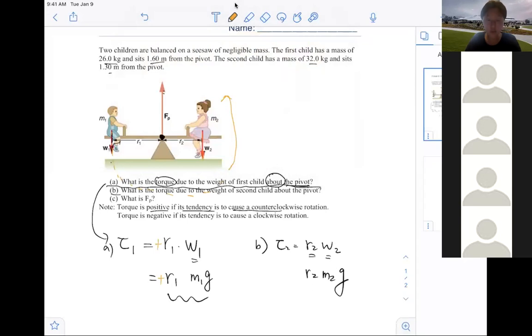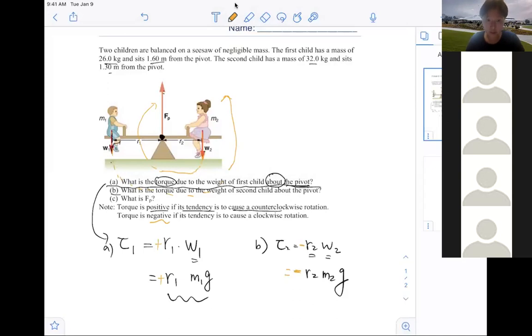This force is trying to generate a rotation in what direction? We try to push it down, causing a clockwise rotation, just the opposite of W1. So it's going to be negative because it's in the clockwise direction. That is what we, as a convention, define as negative. So you'll put a negative sign on that.